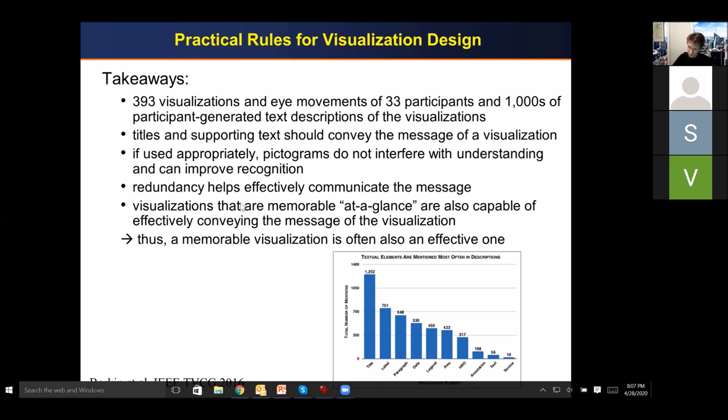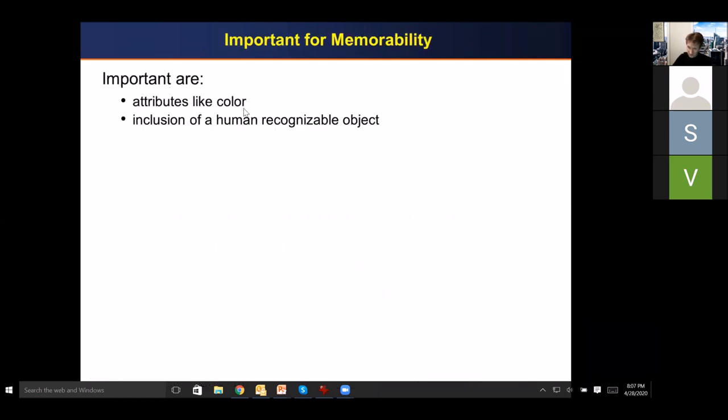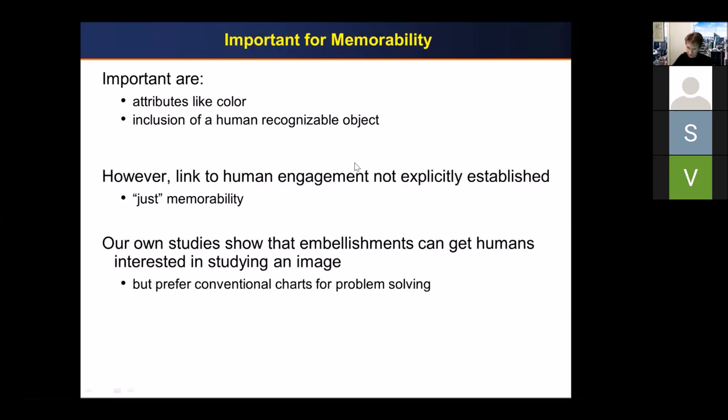So these are the rules for how to do it. The attributes are color and the inclusion of a human recognizable object. We talked about this, that's very important. But human engagement is the problem: you cannot quite link memorability directly to human engagement, or show that someone actually studied the data. No one has really proven that they remember the data very well. They remember the subject, they remember some parts of it, but not much more.